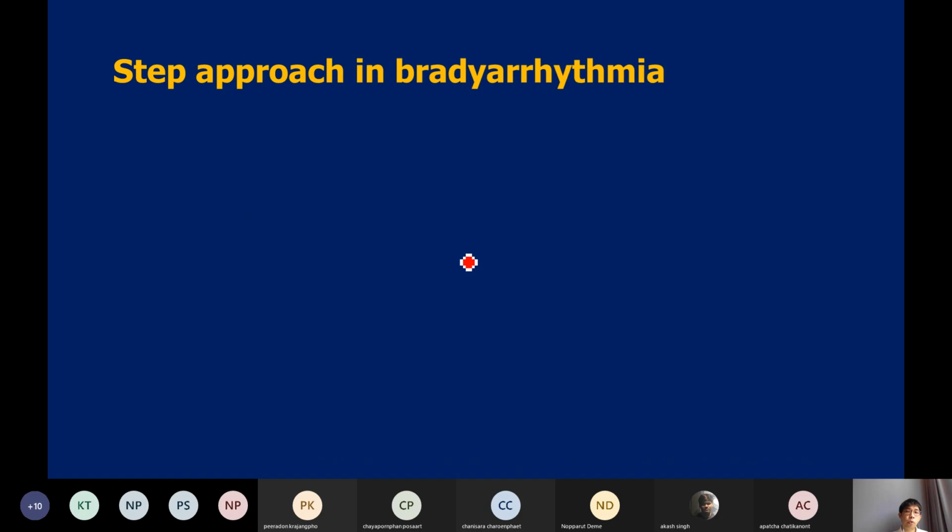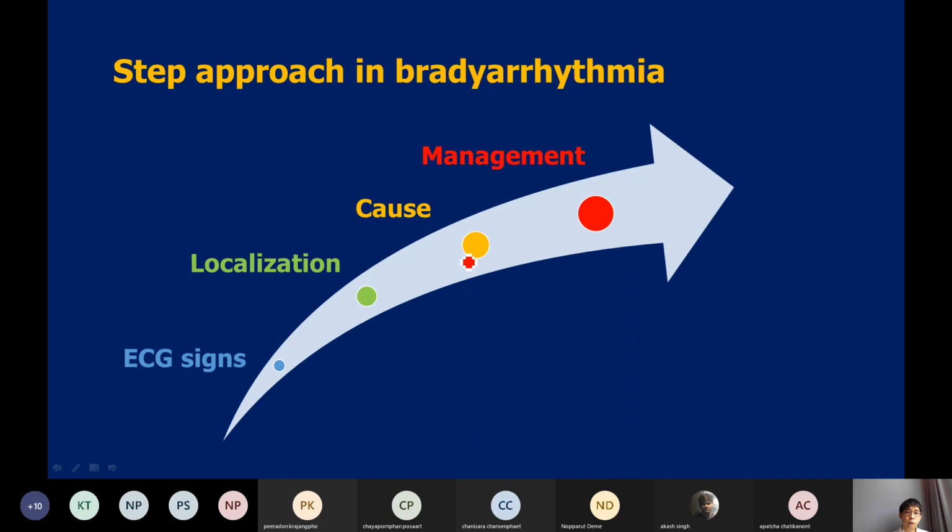So how can we approach the bradyarrhythmia? First of all, we would recognize the bradyarrhythmia from the ECG. After we see from the ECG that this is bradycardia or bradyarrhythmia, we would localize where the lesion of the problem is, which location of the heart, the SA node, the AV node, or the other parts.